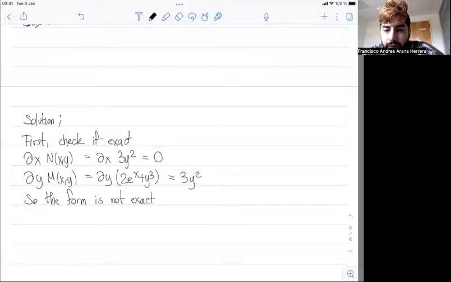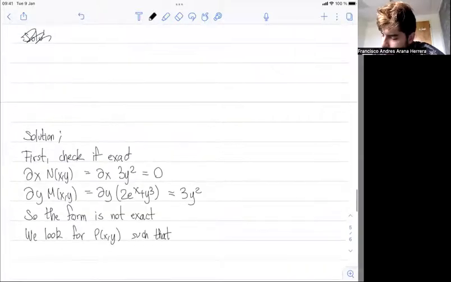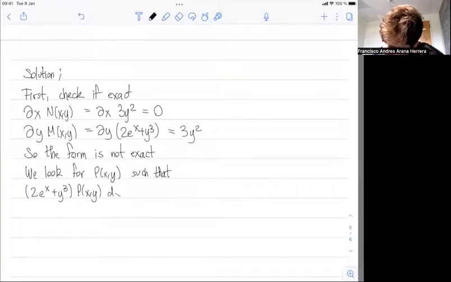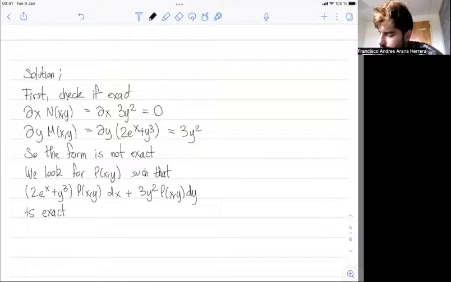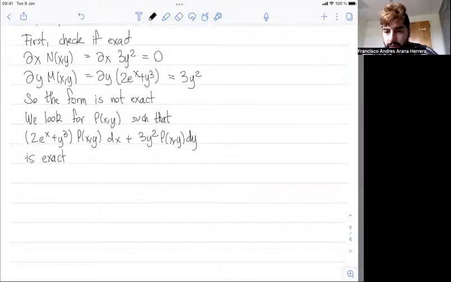Kind of a bummer. But what we know is that we can apply this integrating factor technique to try to make it exact. So we look for an integrating factor rho(x,y) such that, let's multiply everything by rho(x,y), (2e^x + y^3) rho(x,y) dx plus 3y^2 rho(x,y) dy is exact. That's what we're gonna look for, a rho that does this job.